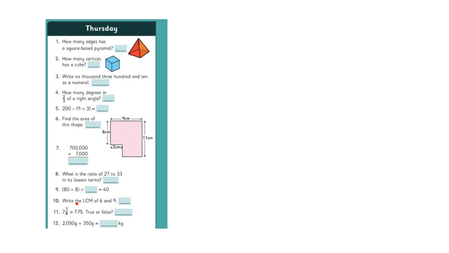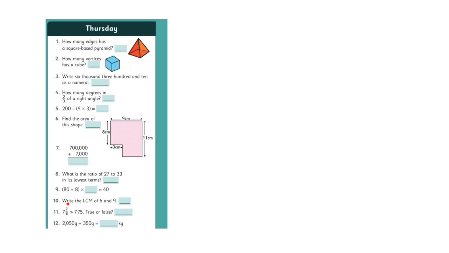Question 10, write the lowest common multiple of 6 and 9. So the lowest common multiple, we know the multiples of 6 are 6, 12, 18, 24, etc. We know the multiples of 9 are 9, 18, 27, 36, and so on. So get the lowest common multiple for both of those. Okay, we've done loads of those at the start of the year. If you need to refresh your memory on lowest common multiples, just go to page 35 in your Cracking Maths book, and there's loads of explanations at the top of that page as to how to get the lowest common multiple.